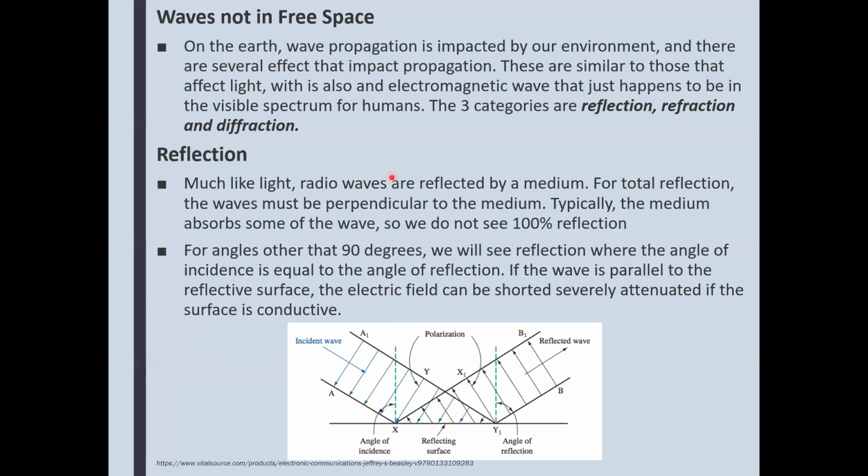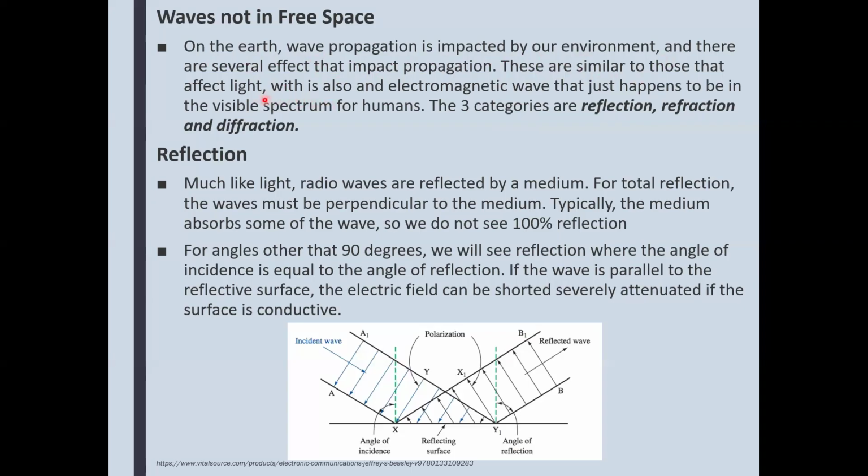Waves in free space and on Earth. Wave propagation is impacted by our environment, and there are several effects that impact propagation. Something is missing there. On Earth, wave propagation is impacted by our environment. Let's just stay there. These are similar to those that affect light.